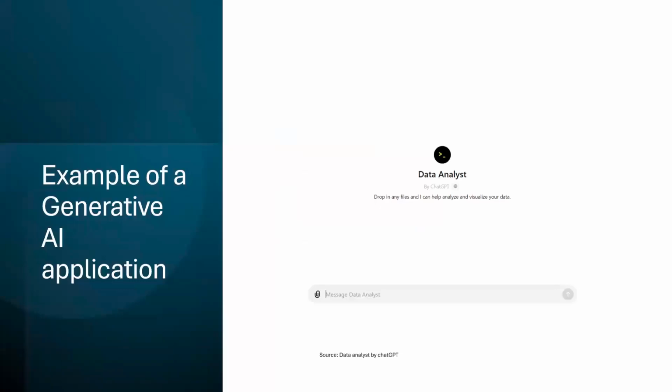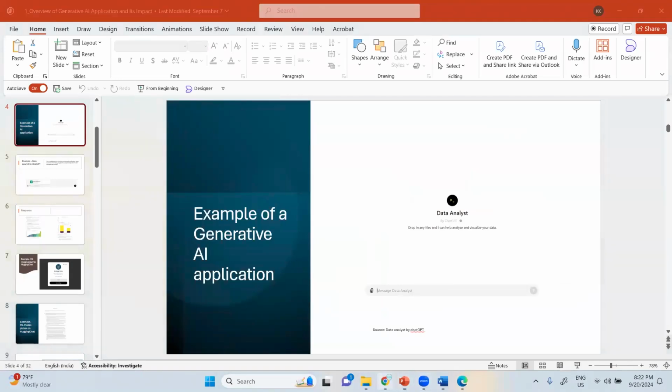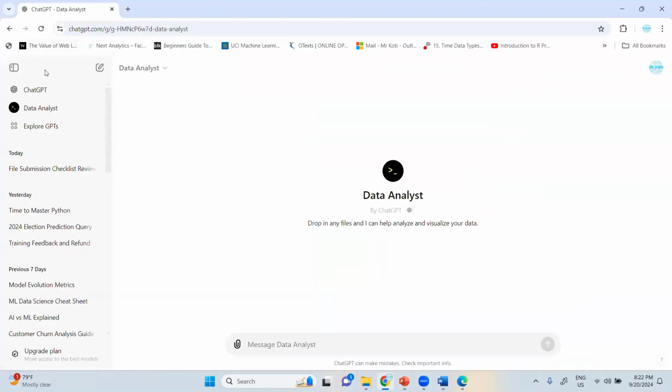Let's take one of the built-in applications, the Data Analyst in ChatGPT. Everyone can get it, even if you open ChatGPT free of cost. On the left-hand side, once you open ChatGPT, you can log in. Once you log in, you can see the Data Analyst. Just click on it, and automatically it displays like this.